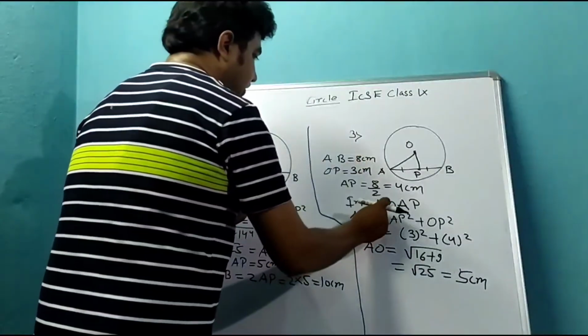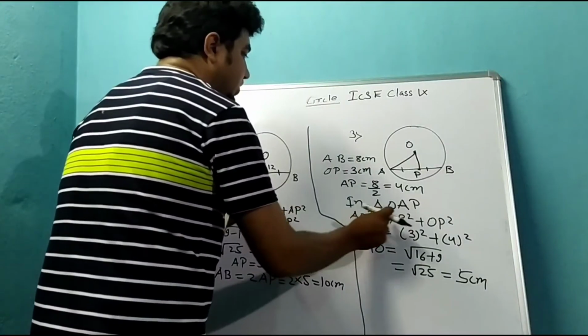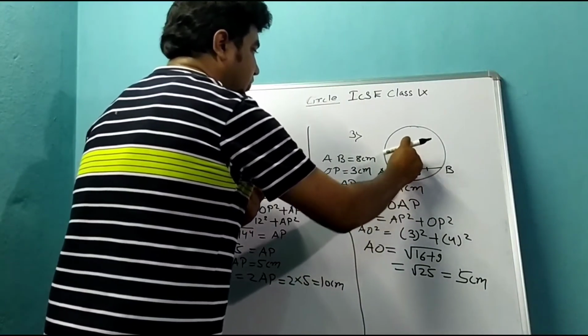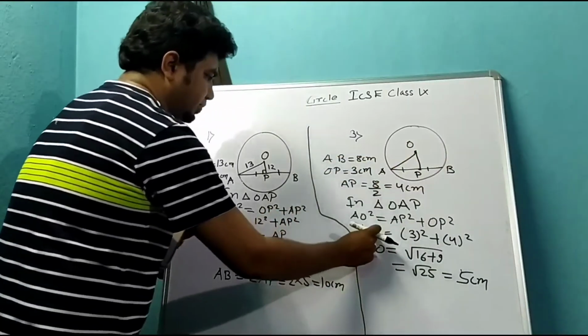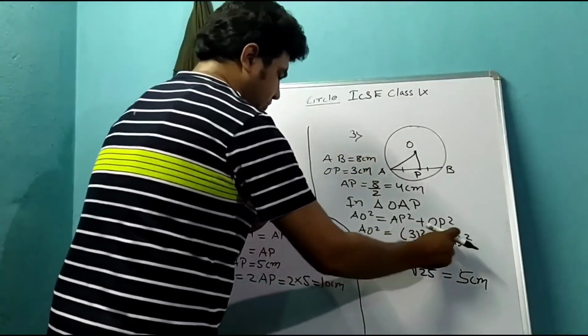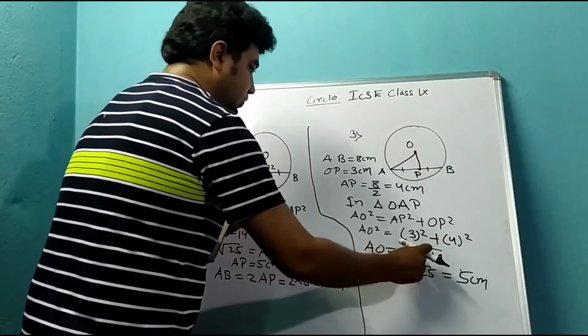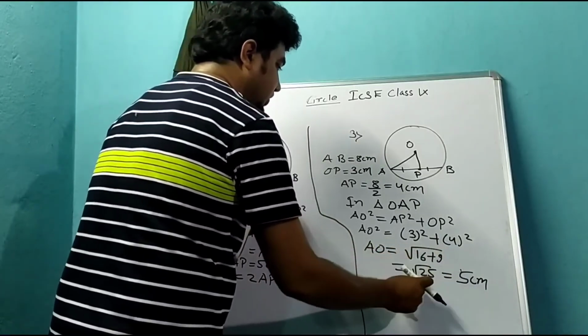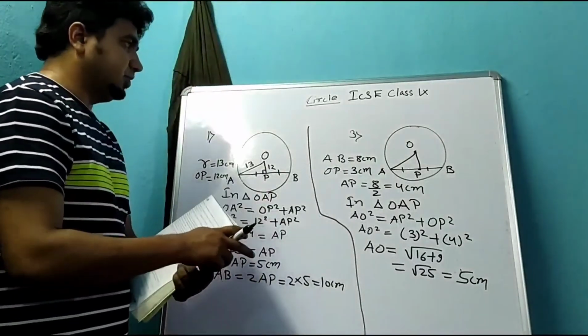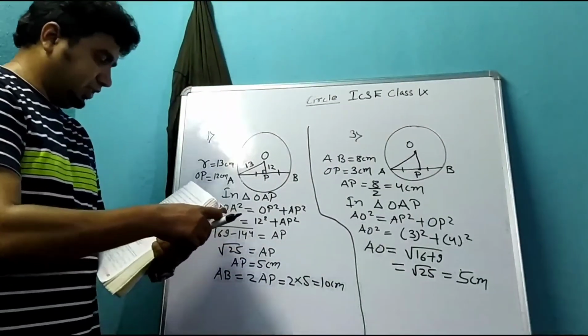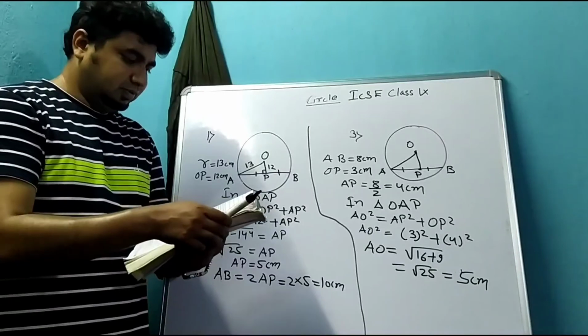OP length given to us in question number 3 is 3 centimeter. Means in triangle OAP, OA square, the hypotenuse, is equal to OP square plus AP square. So here OA square is 3 square plus 4 square. So OA is coming out to root of 16 plus 9, which is 5 centimeter. So this is question number 3. Now we'll be moving to question number 6 bit 2.